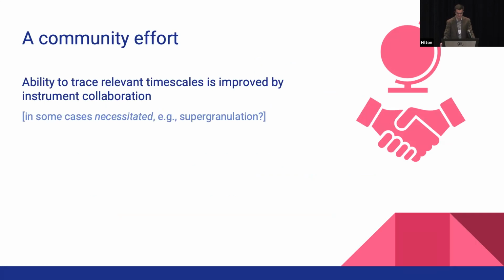We've seen in the solar data that our ability to trace some of these timescales is improved by collaborations between instruments, and in some cases, if the sources of variability that we want to study, it is largely going to be necessitated. For example, supergranulation. If you want to sample over many days, you're going to need longitudinal coverage, and that's something you can only get through multiple instruments.